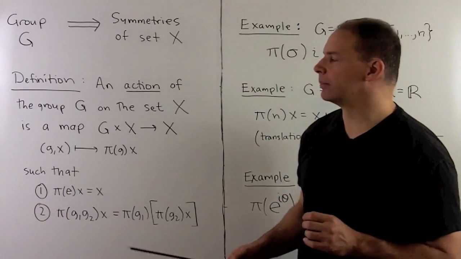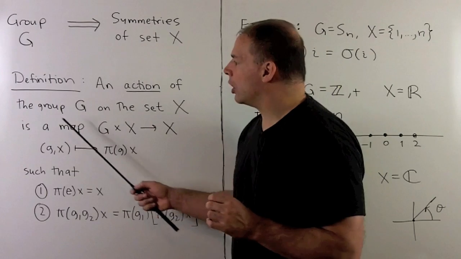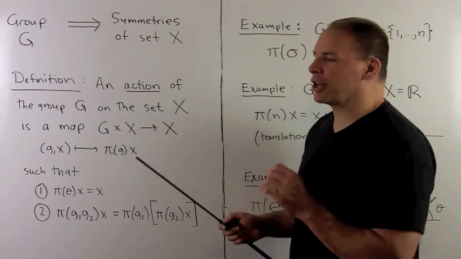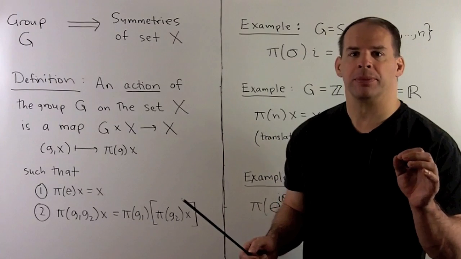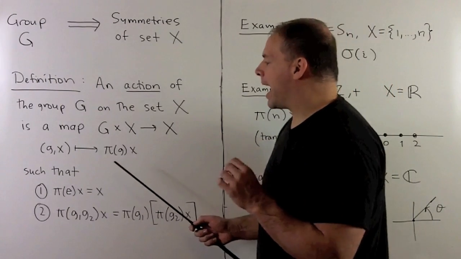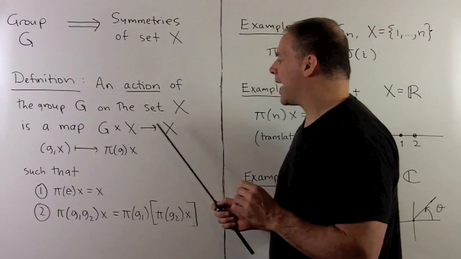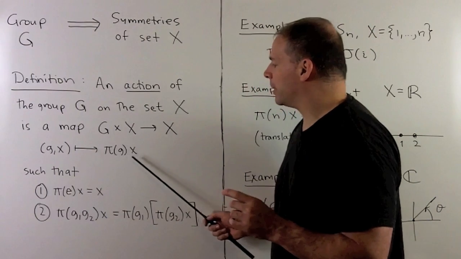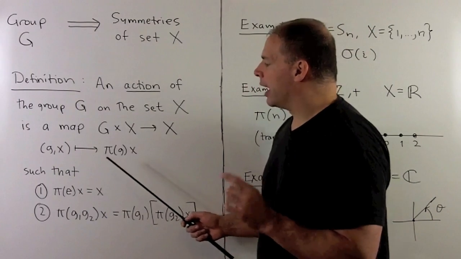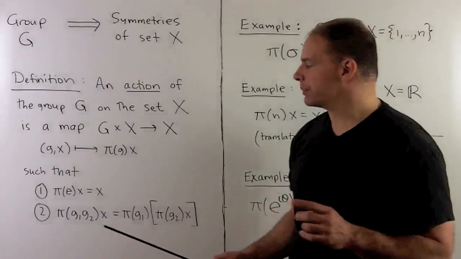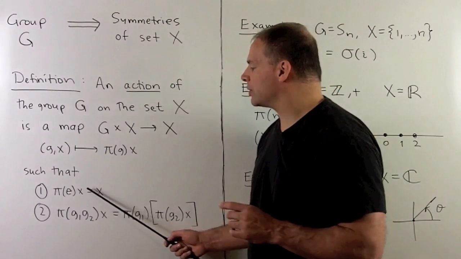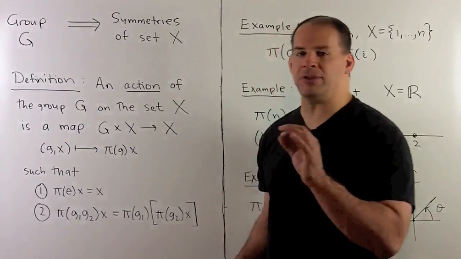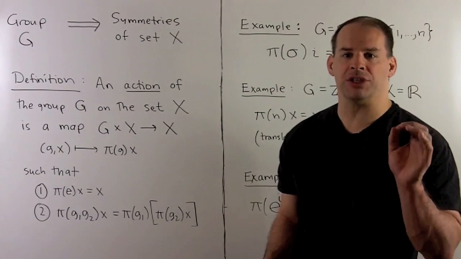So, definition. We'll have a group G, a set X, and we'll define an action of G on X. It's going to be a map from the product of G and X back into X. We'll denote it by pi of g applied to x, and it'll satisfy the following two conditions. Pi of e of x will be equal to x, and pi of g1 g2 on x is equal to pi of g1 on pi of g2 of x.